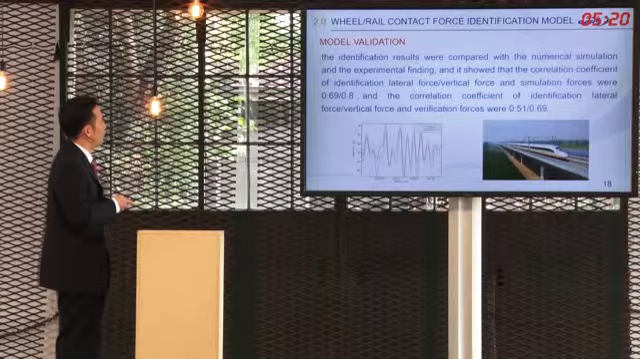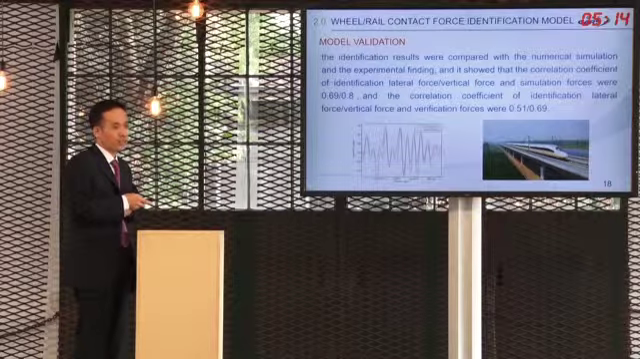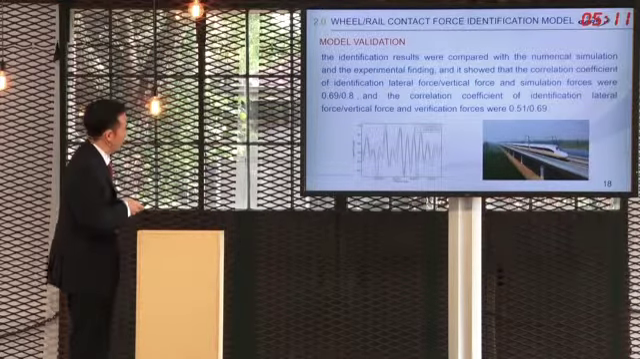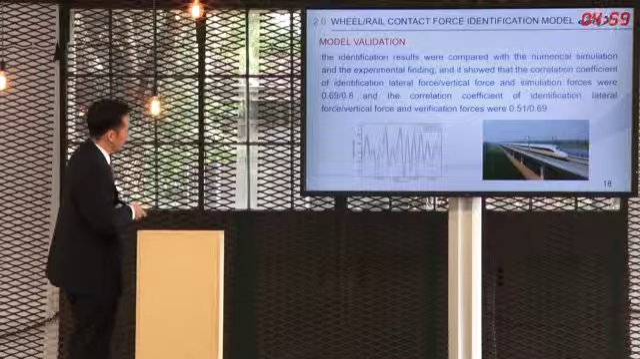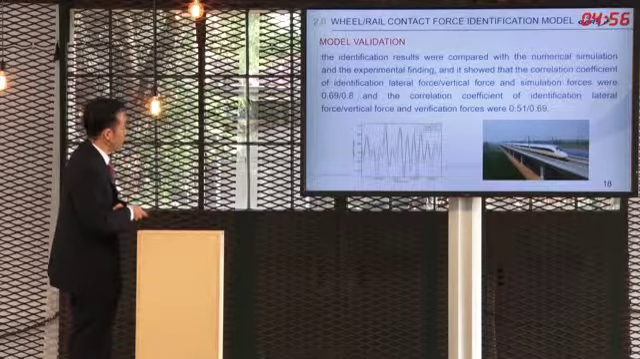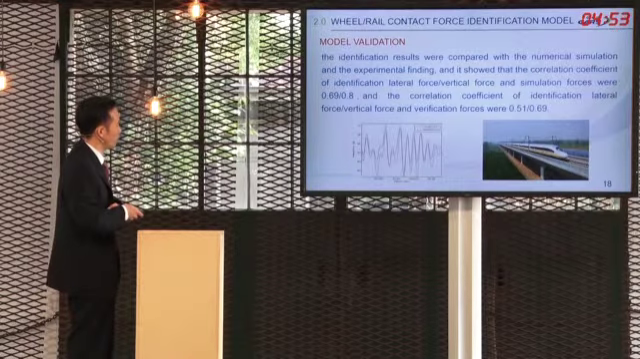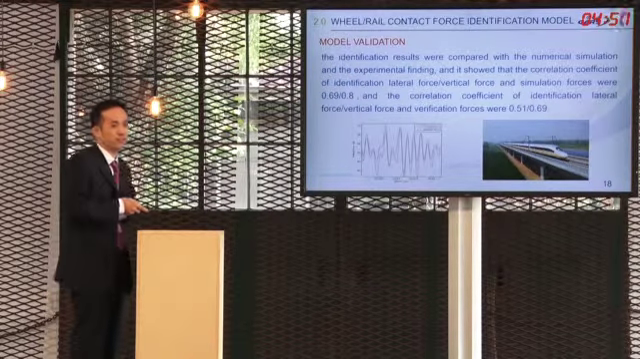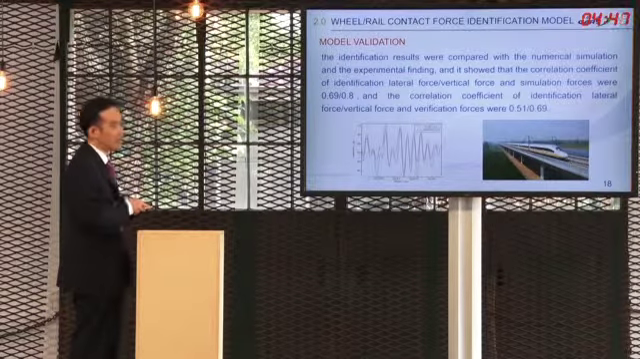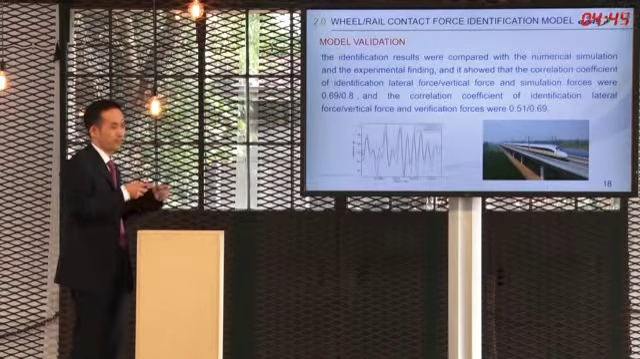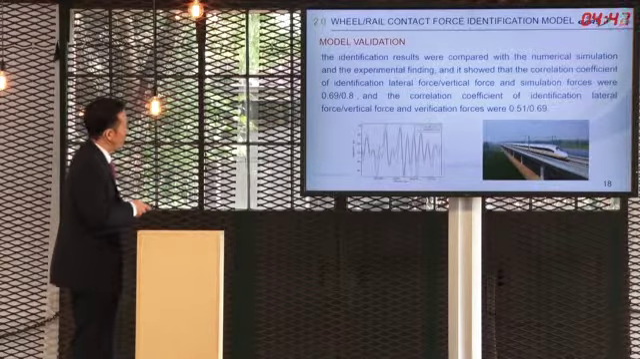These are some model validation by use of simulated data and field test data. The simulation data is obtained by some multibody dynamics software such as Adams/Rail and SIMPACK. You can see this. The red one is the identified force, and the blue one is the inspection force obtained from the prediction model. For vertical contact force, it agrees well. But for the lateral force, there is some difference.